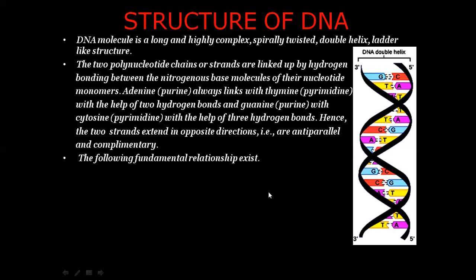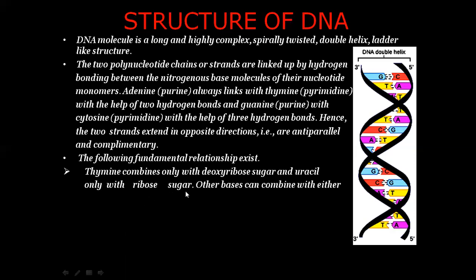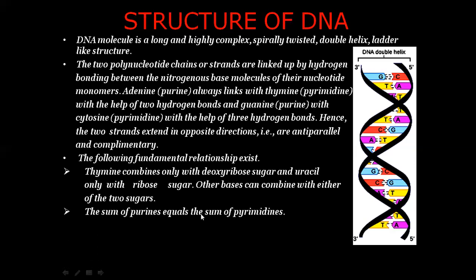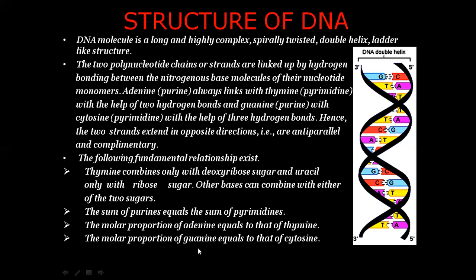The following fundamental relationships exist between the bases in the molecule. Thymine combines only with deoxyribose sugar, and uracil only with ribose sugar. Please remember that. Other bases combine with either of the two sugars. The sum of purines is always equal to the sum of pyrimidines. The molar proportion of adenine equals that of thymine, and the molar proportion of guanine equals that of cytosine.